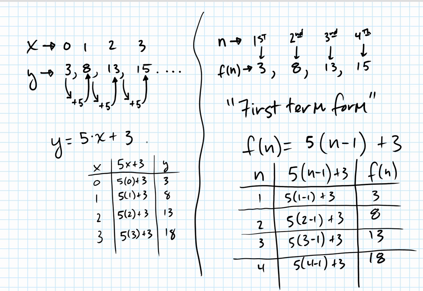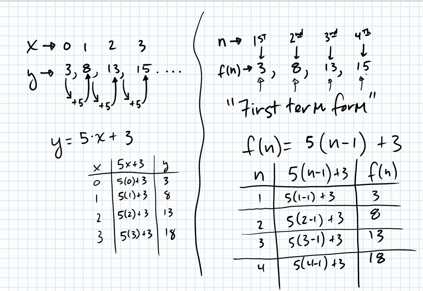Now, where this first term form comes from is that in an arithmetic sequence, we don't refer to the very first position as the 0 position. We would say it's the first member of the sequence, right? So in an arithmetic sequence, the first term is the number 3. The second one is 8. The third one is 13, and the fourth one is 15. This is the exact same sequence with the same values, but instead of starting at 0, we're starting at 1. So we can get the first term, the second term, the third term.